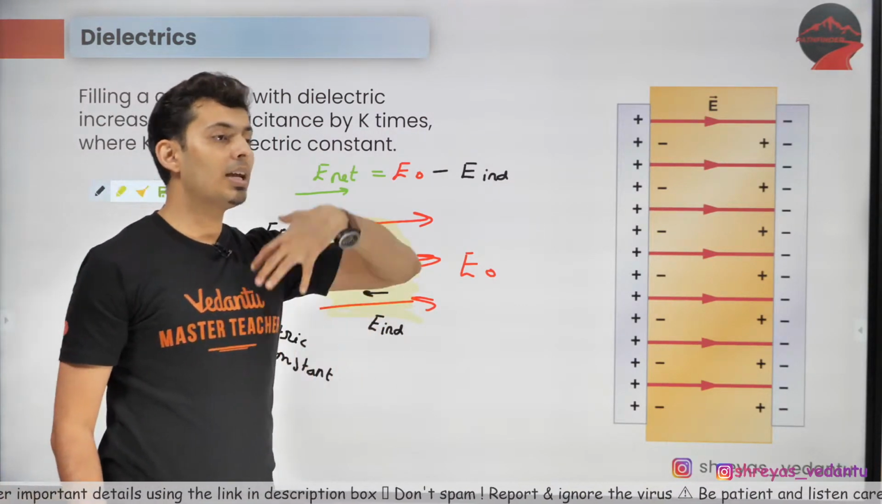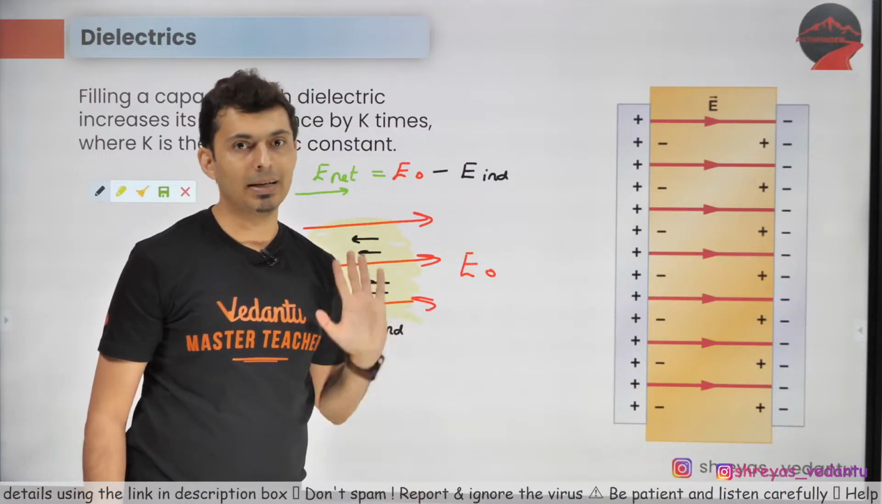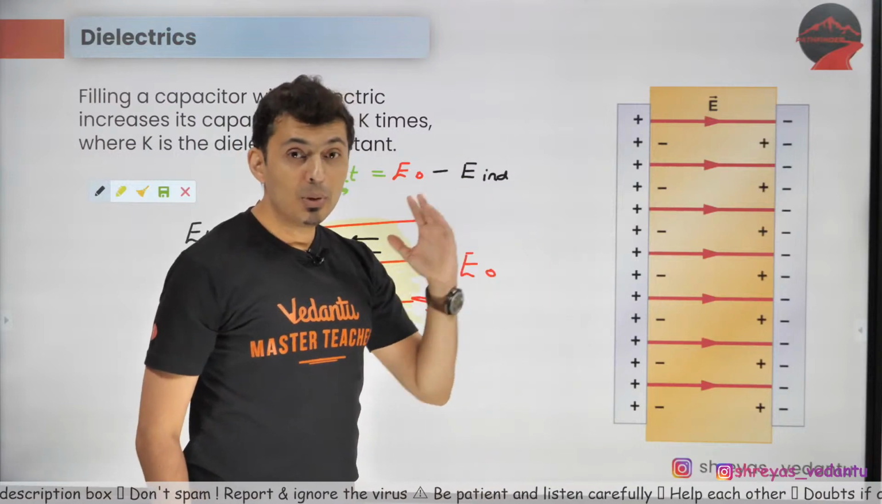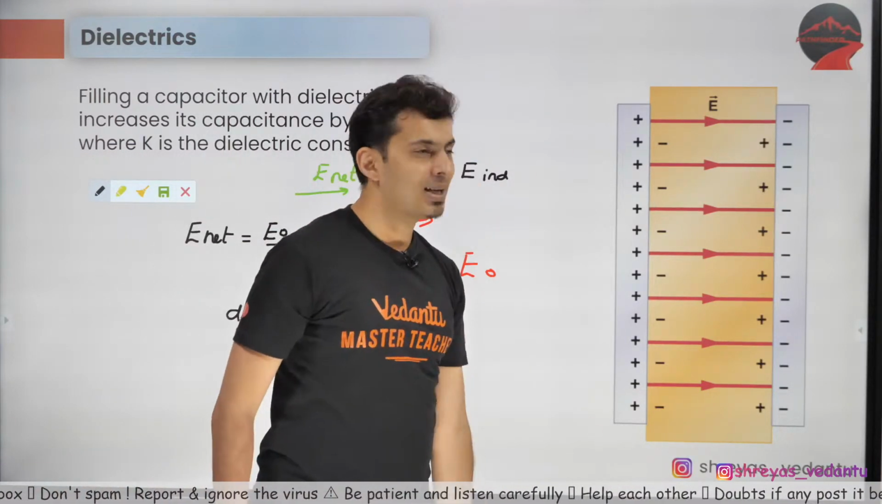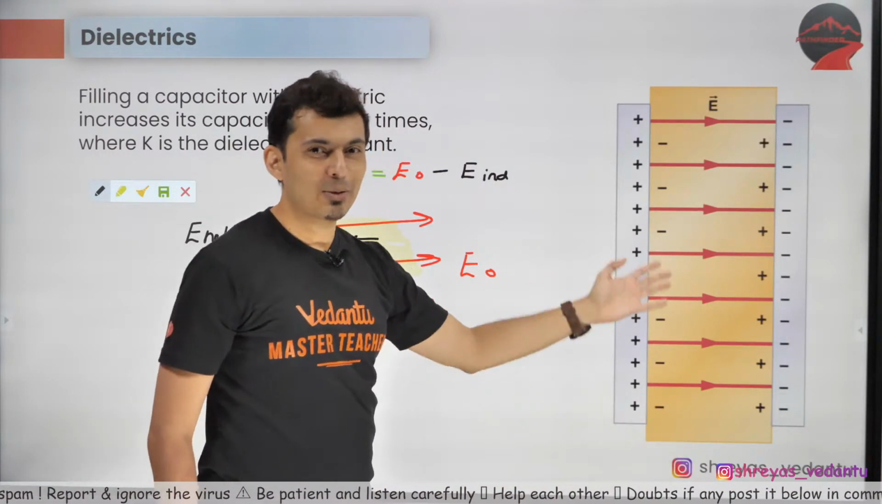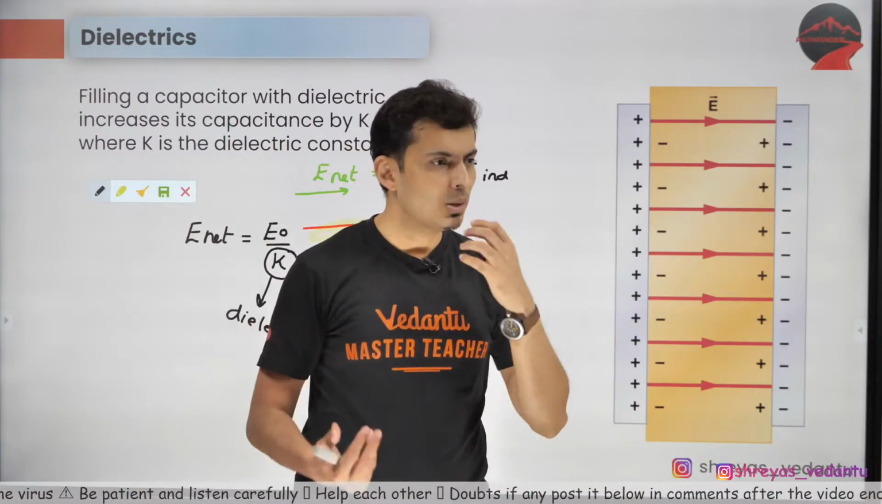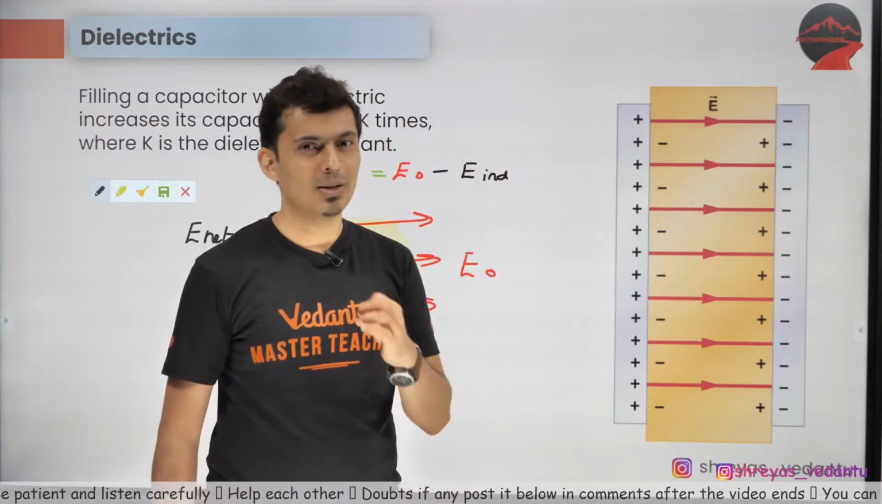So that number tells me how many times the field will reduce in that medium. That's all. Now, when you have a capacitor, the beauty is that if you add that dielectric between the plates, the capacitance increases 5 times. Like, sir, how? The reason for that is simple.